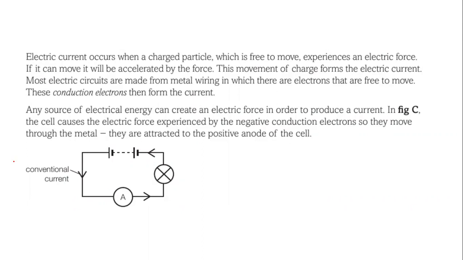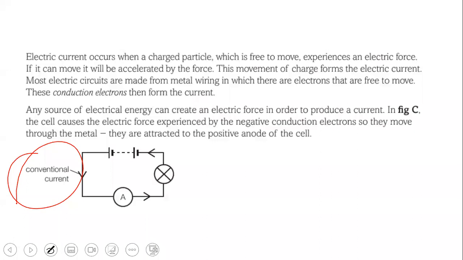But conventional current: before it was discovered that electrical current is actually the flow of electrons, scientists used to believe that the current was positive charges. So they thought the electrical current was from positive to negative. This is known as conventional current. Now we know better, that it's the negative charges that are moving, from negative to positive. But still these days, conventional current is considered to be from positive to negative.